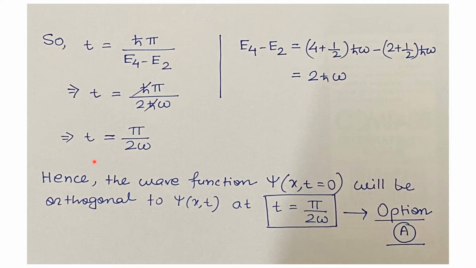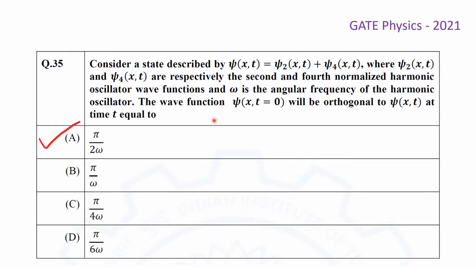So at this time pi by 2 omega, the wave function psi at t equals 0 will be orthogonal to the wave function psi as a function of x and t. So t equals pi by 2 omega, which is option A, is the correct answer for this question. According to our solution, the wave function psi as a function of x at time t equals 0 will be orthogonal to psi as a function of x and t at time t equal to option A, pi by 2 omega. So option A is the correct answer for this question.